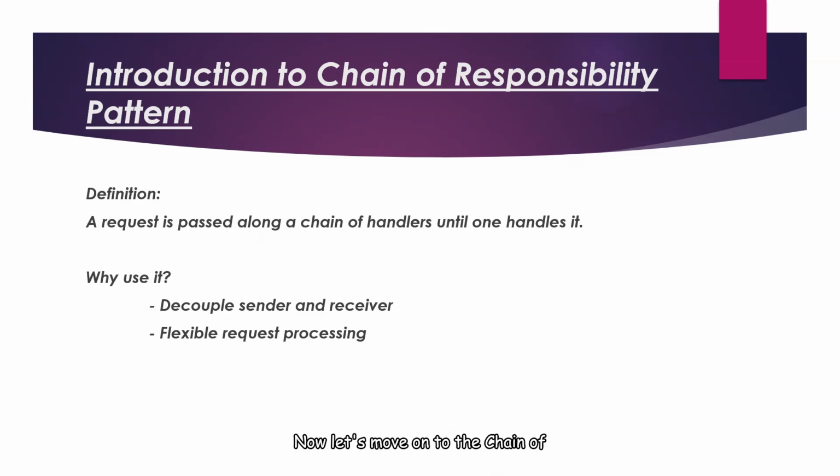Now let's move on to the chain of responsibility pattern. This pattern is all about processing a request through a chain of handlers. Each handler decides either to handle the request or pass it along to the next handler in the chain. The big advantage here is loose coupling. The sender of a request does not need to know which receiver will handle it. This makes the system highly flexible and dynamic.